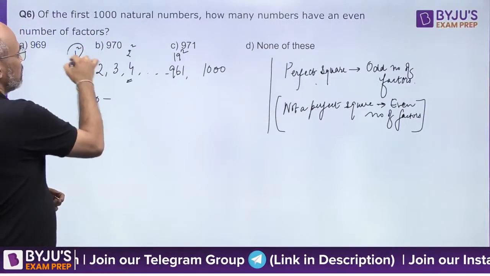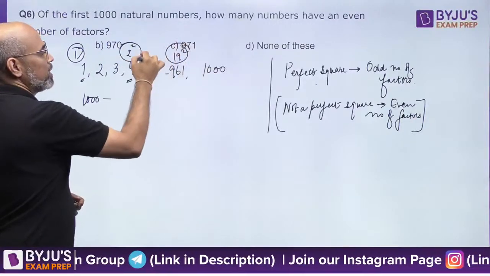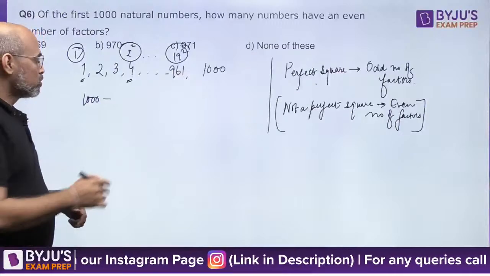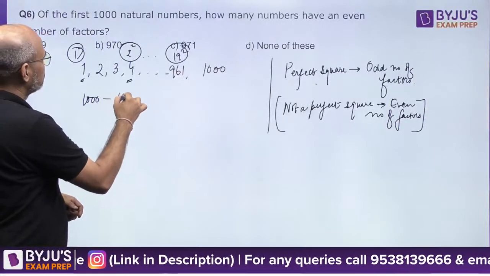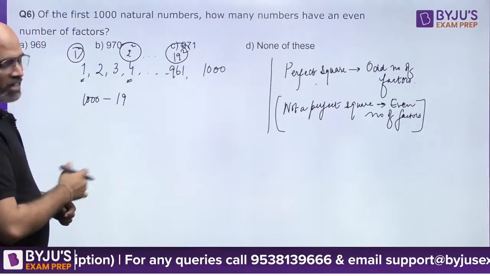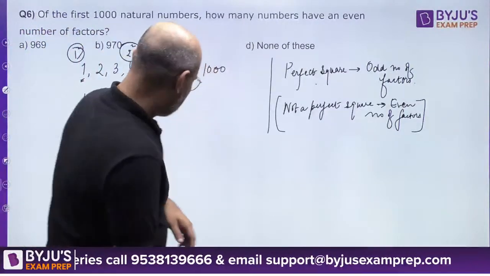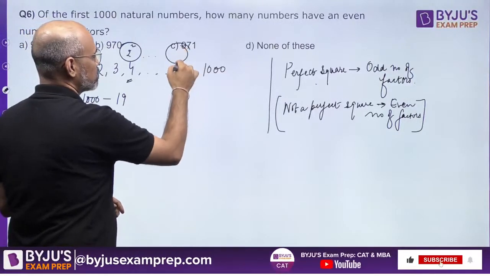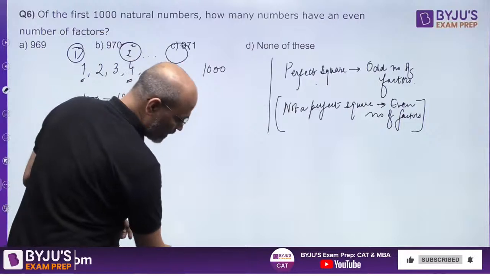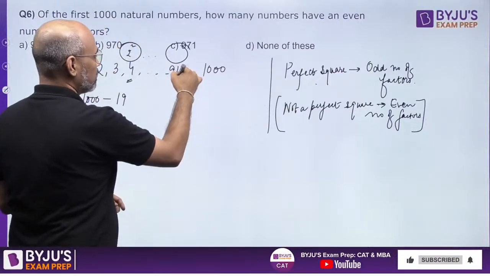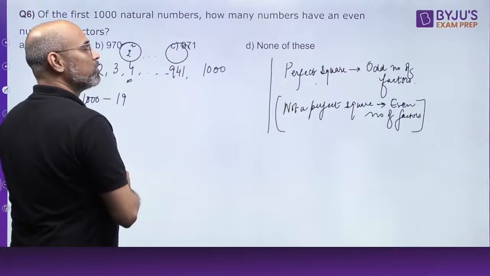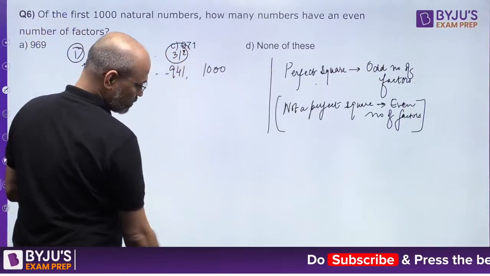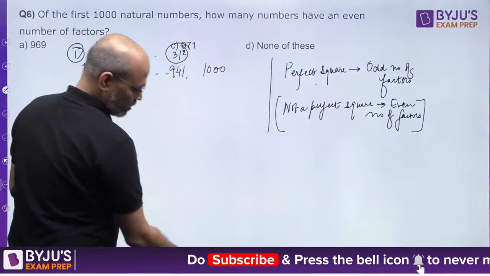So can I say 1, 2, 3 and so on? Can I say 19 perfect squares already exist here? So if I remove them, sorry, 19 ka, 31, sorry. Why am I writing 19? 31. So 30 and 31 is going to be 941. (961) ही होगा ना? Sorry, this is 961.